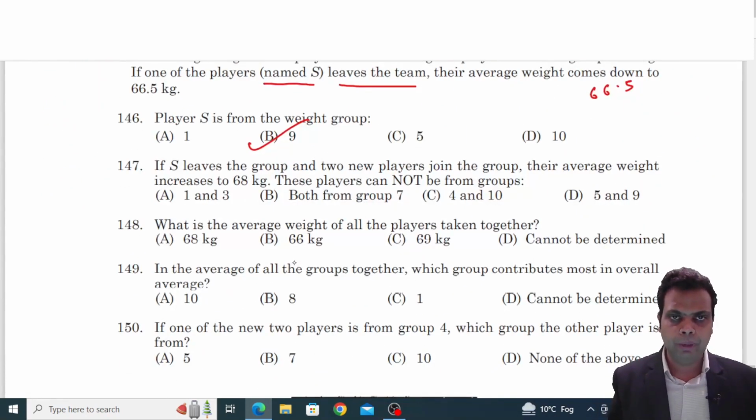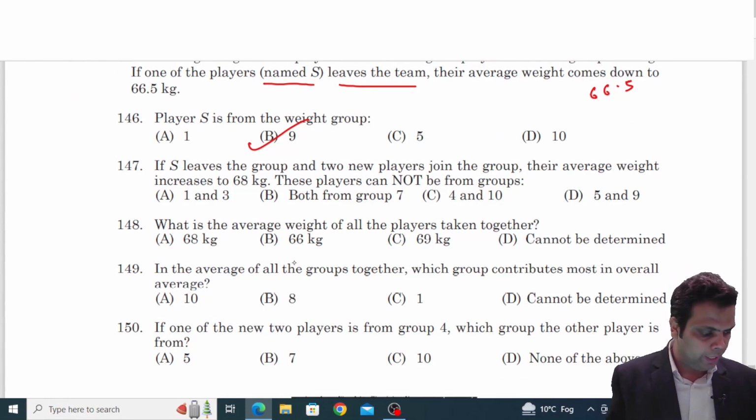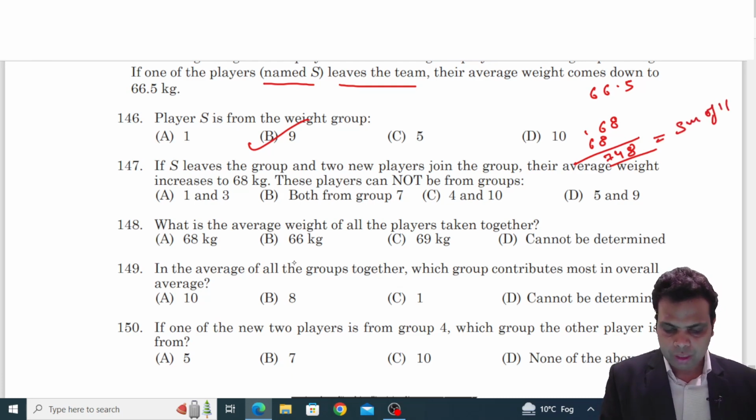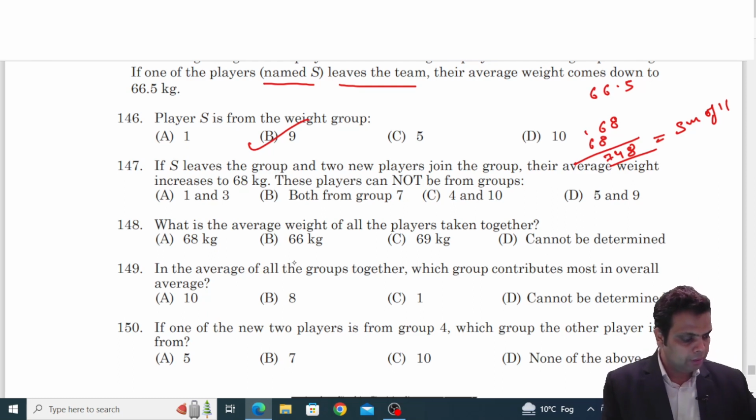If S leaves the group and two new players join the group, again this is conditional based. There are 10 people, S has left and two new players join. Now the team becomes 11 players. Their average weight increased to 68. Now 68 into 11, right? 8, 8, 6, 14, 1, that's 748. Correct? This is the sum of 11 players. I hope you are clear with this.